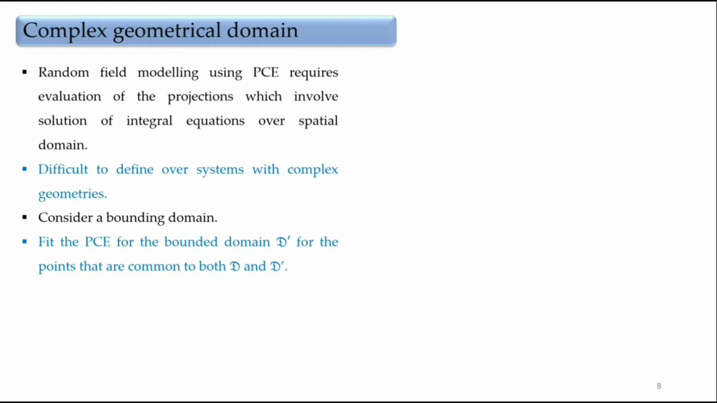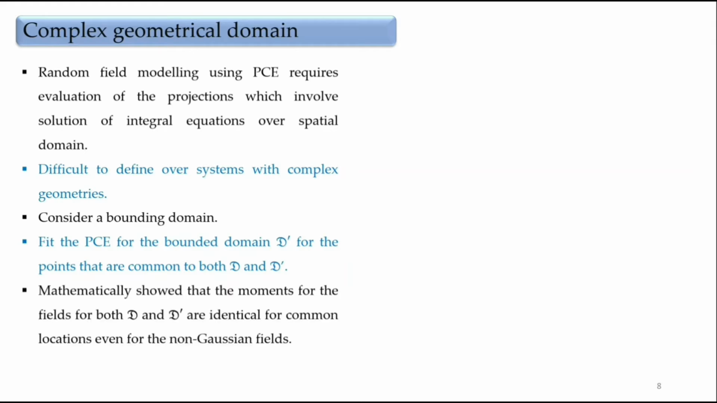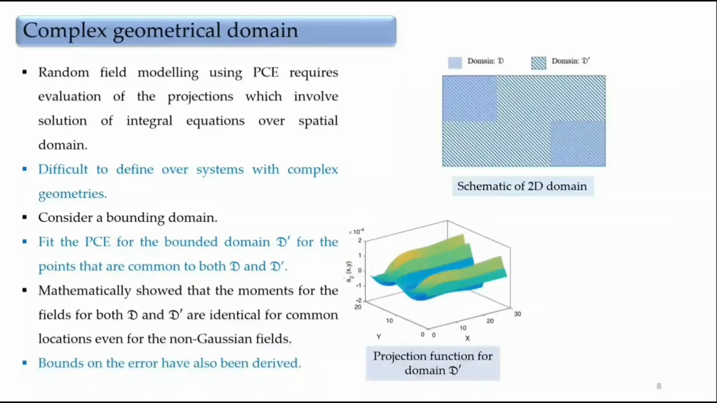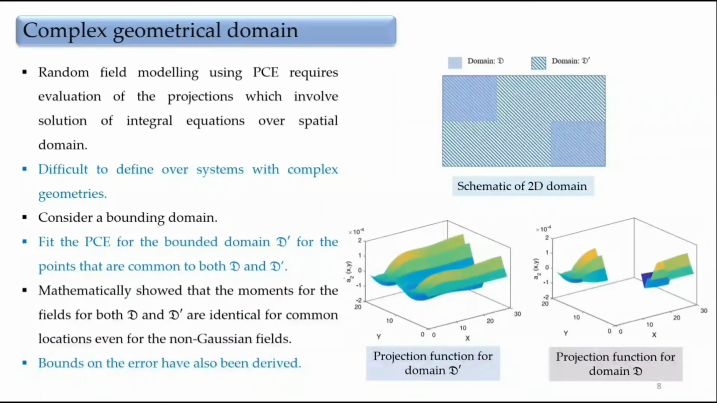For common locations in both the domains, it is mathematically shown that the moments of the random field are identical even for the non-Gaussian field. The associated error bounds have also been derived. For numerical illustration, here a 2D random field is considered. As orthogonal basis functions are identical for both the domains, here the projection functions are plotted for both the cases, and it can be observed here that for common locations these projection functions are identical.